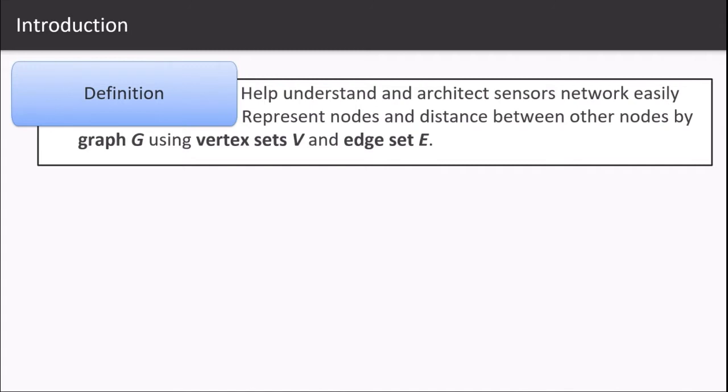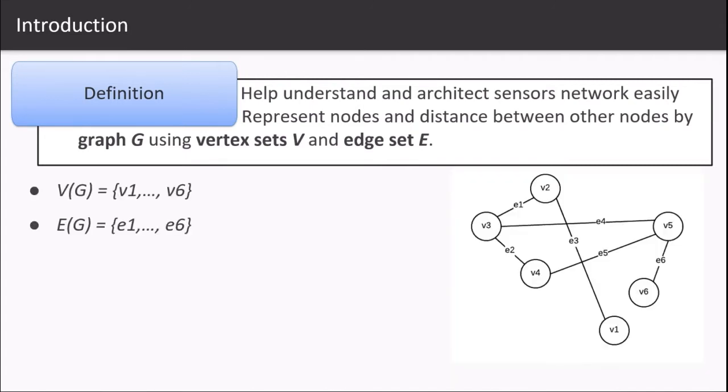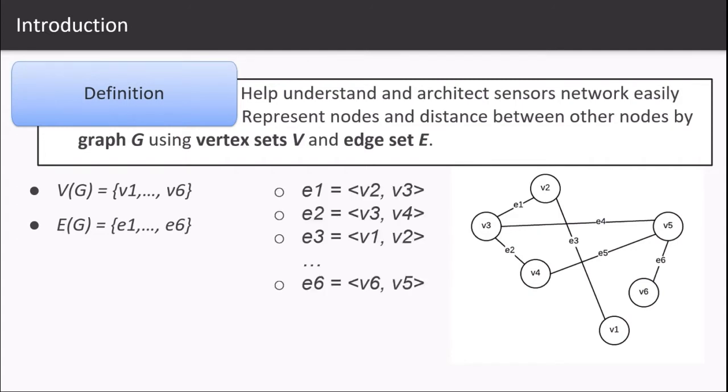A graph G represents nodes and the distance between other nodes by using vertex sets V and edge sets E. For example, in a network of 6 nodes, our vertex set V of graph G is a set of vertices v1, v2 till v6. Note the difference between the capital and the small v. Similarly for edges e1, e2 till e6 that are connecting two vertices, every edge is a tuple of two vertices represented as follows. Now where would you see the application of graphs?